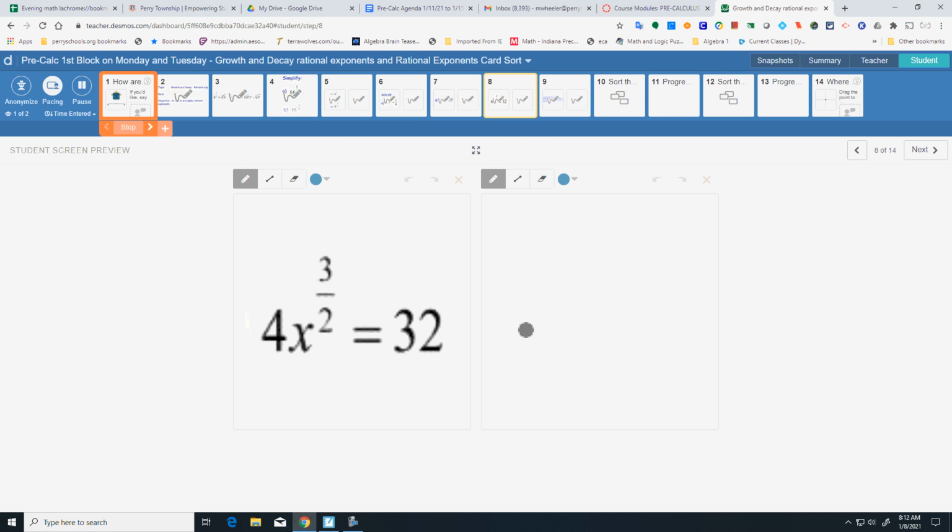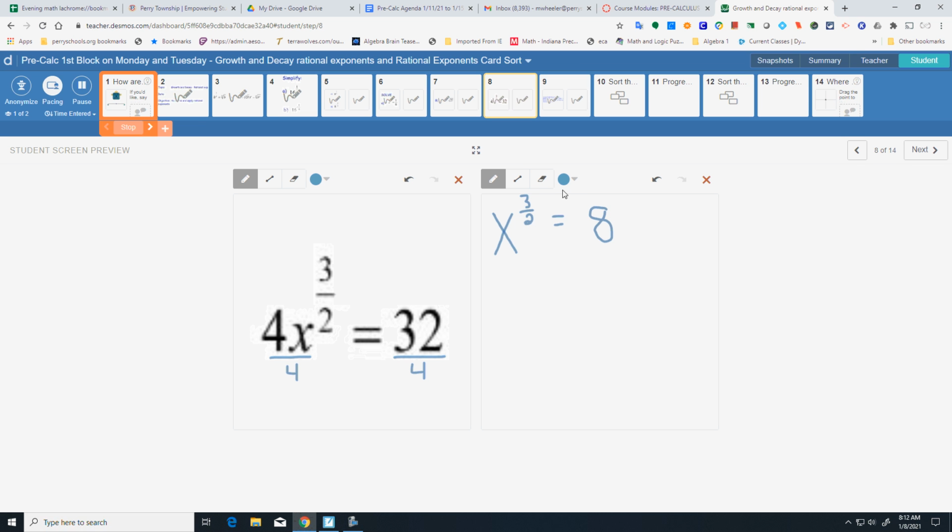Alright, on this one, I notice I have a coefficient in front of my x squared. It's actually going to be easier to deal with that coefficient. So I'm going to divide both sides by 4, and I'm going to be left with x to the 3 over 2 equals 8.